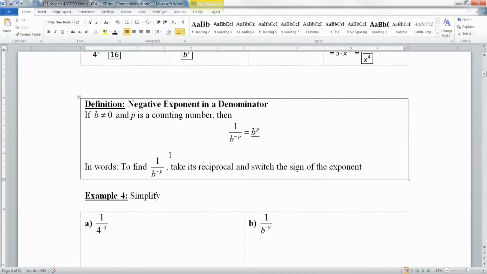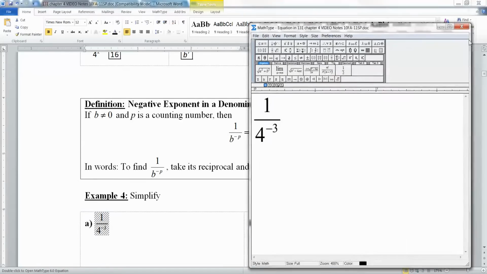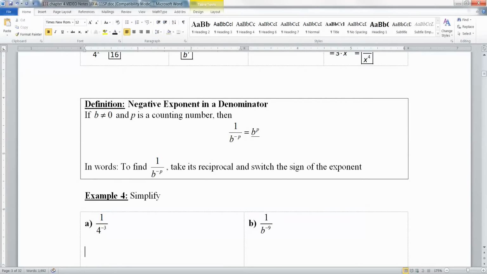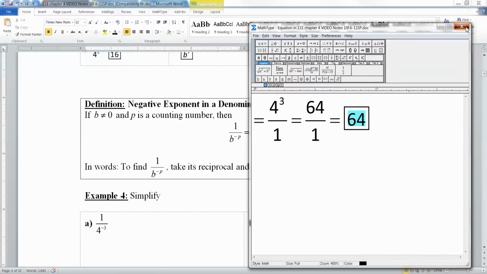Okay, so to find 1 over b to the negative p, you take its reciprocal and switch the sign. It's the same rule. So let's look at this one. 1 over 4 to the negative 3. Okay, so, well, let's see. My negative power is in my denominator. So I'm going to flip it and make it equal to 4 to the 3 over 1. Which is, let's see, 64 over 1, which we never write anything over 1. We're math people, so we're lazy, so we're just going to write 64.